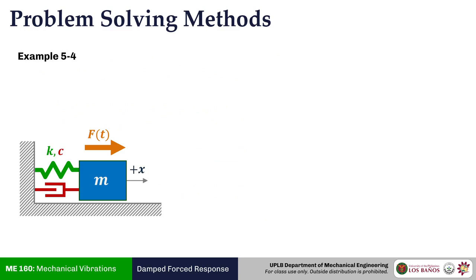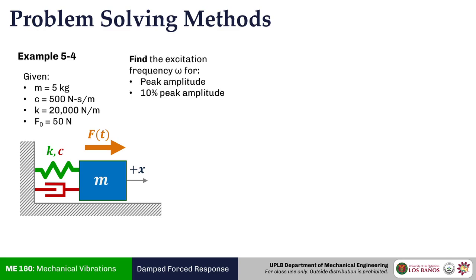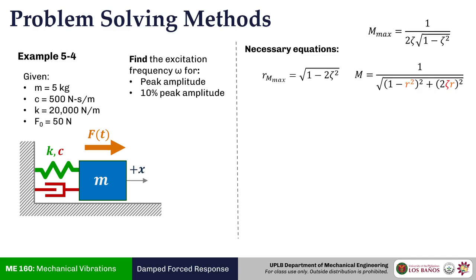So, alright, let's start with the given first. So, ito yung mga binigay sa atin. Ang pinapahanap sa atin ay find the excitation frequency omega for peak amplitude and 10% peak amplitude. So, magkaibang omegas to. Alright. So, before then, let's identify yung mga kailangan natin na equations. So, ito yung magnification and yung mga peak magnification relationships. So, makikita natin na critical, una is si R, saka si zeta.